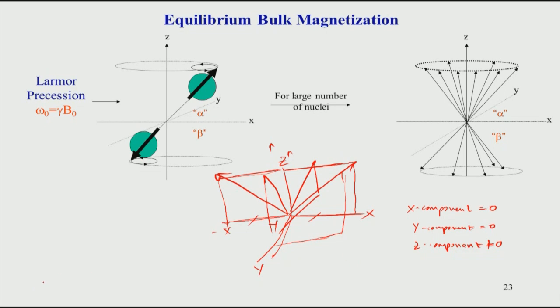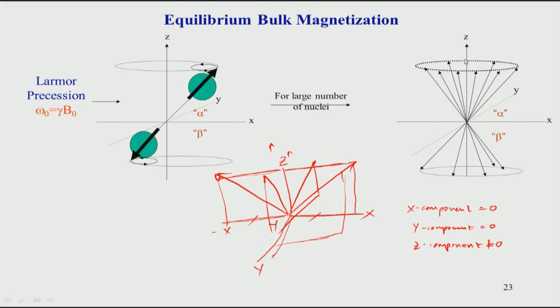So, this is the picture we have to keep in mind, that whenever you have a net magnetization, you will basically end up with a net z component and all the x and y become equal to 0. So, this is a basic idea in a classical picture, that all the x and y components cancel out, you are left only with the z component, and that is what matters.